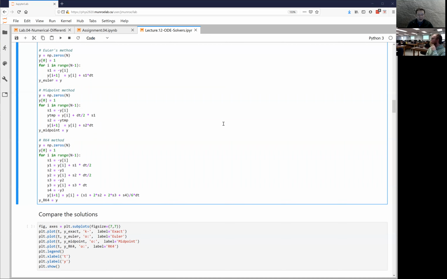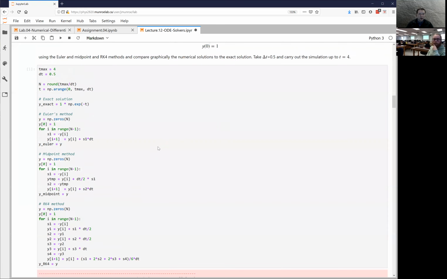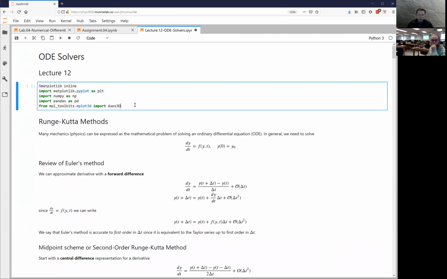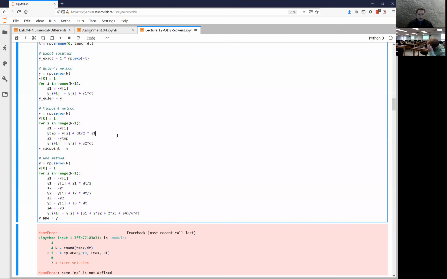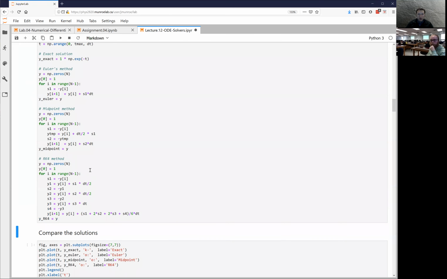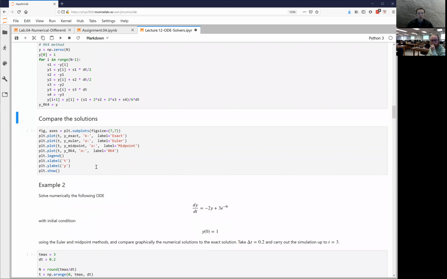Okay, so if I take all that together and remember to run some code, because I forgot the first cell, we've now solved all these. What's interesting, of course, is to look at how they compare to each other. Because I've solved them all, I can make a plot of the exact solution, the Euler's method, the midpoint method, and the fourth order Runge-Kutta method. And here we go.